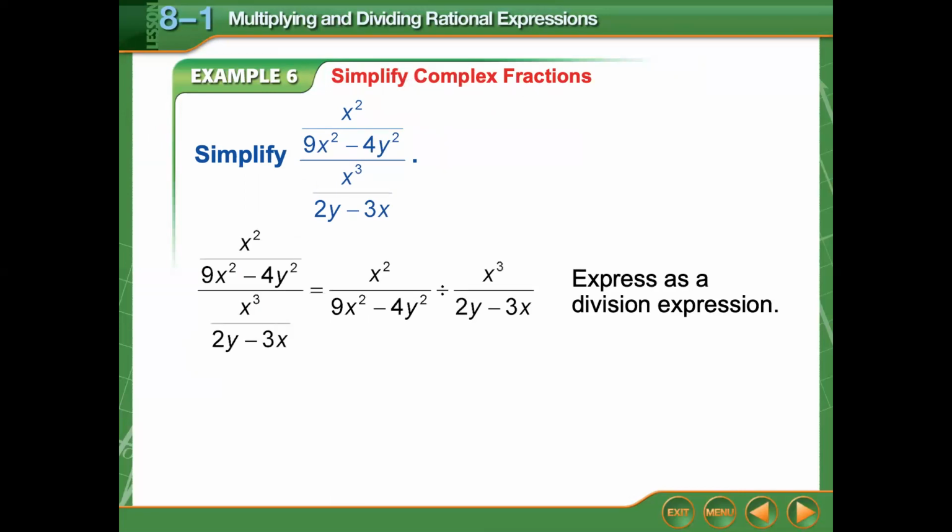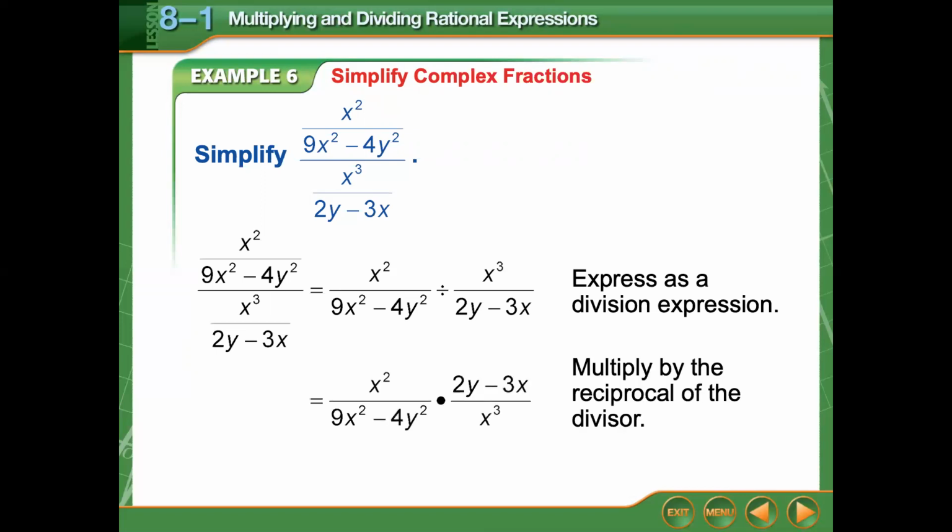So if we rewrite it linearly, instead of having it vertical, we're going to have it horizontal. So this is saying the same thing as x squared over 9x squared minus 4y squared divided by x cubed divided over 2y minus 3x. And we're going to still follow the same properties for when we multiply fractions or divide fractions. Keep the first, flip the second, and multiply. So we end up with x squared over 9x squared minus 4y squared times 2y minus 3x all over x cubed.